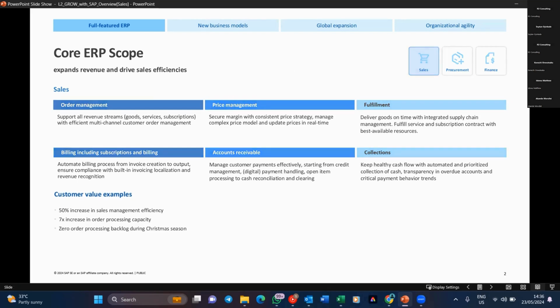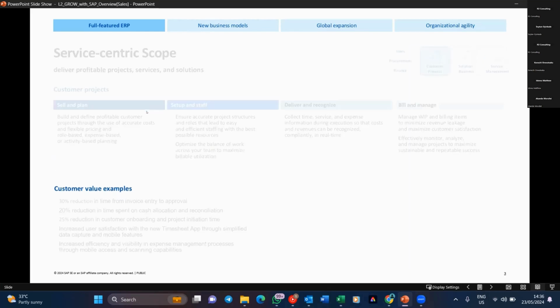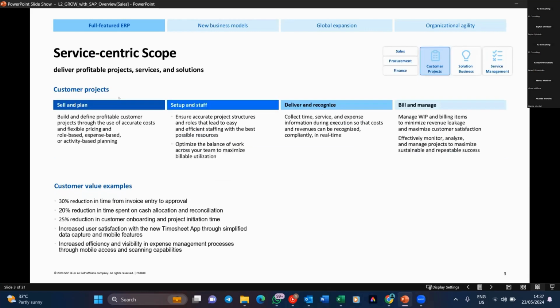Now we are going to look at the customer project. Your company is into building projects. You are, for example, a construction company. You build and construct buildings for your customers. So we have sell and plan. You want to build and define profitable customer projects. We have to set up and start your project. You want to be able to have a full and streamlined project management lifecycle, so you don't have to integrate different systems into your solution.